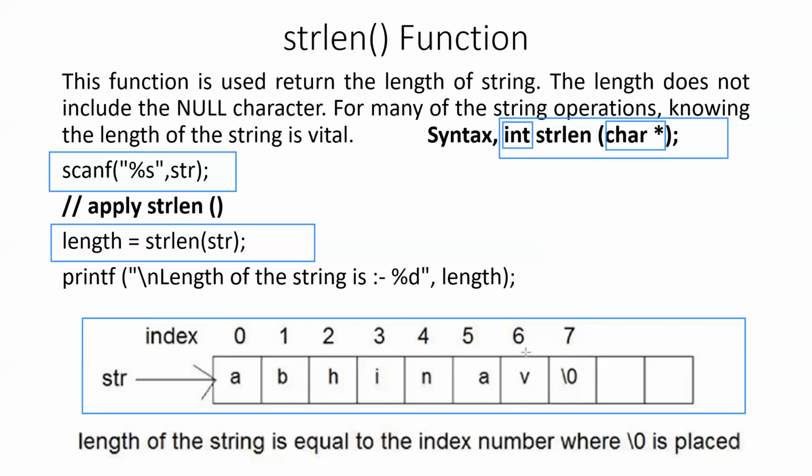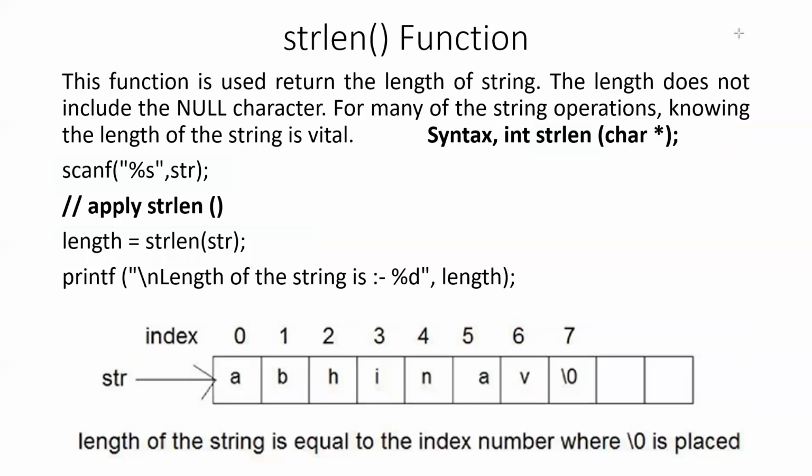Now please understand that the length of the string does not include the null character. As you can see below, the user entered Abhinav and it is automatically followed by the null character. So this null character will not be included in the length of the string. So what is the actual length of the string? The actual length of the string is 7 and not 8. So the string length function is very critical. You need to find out the length of the string a number of times before you can apply certain high level processing on the strings.